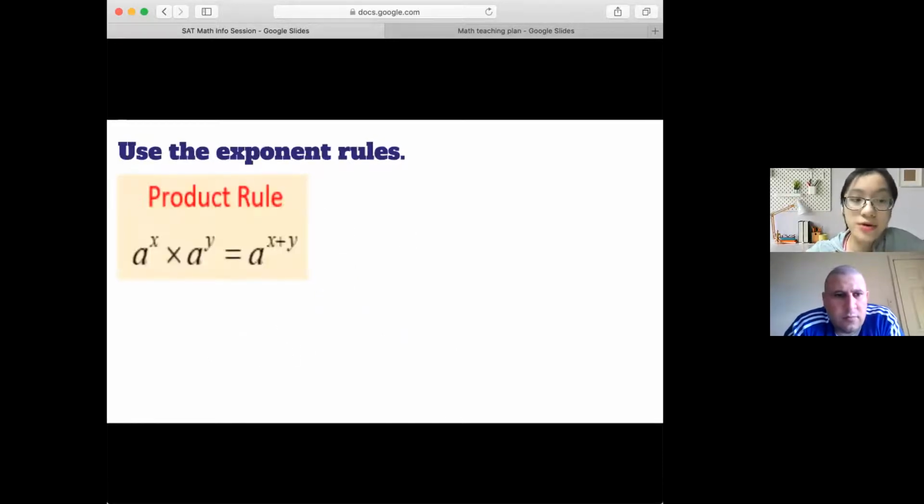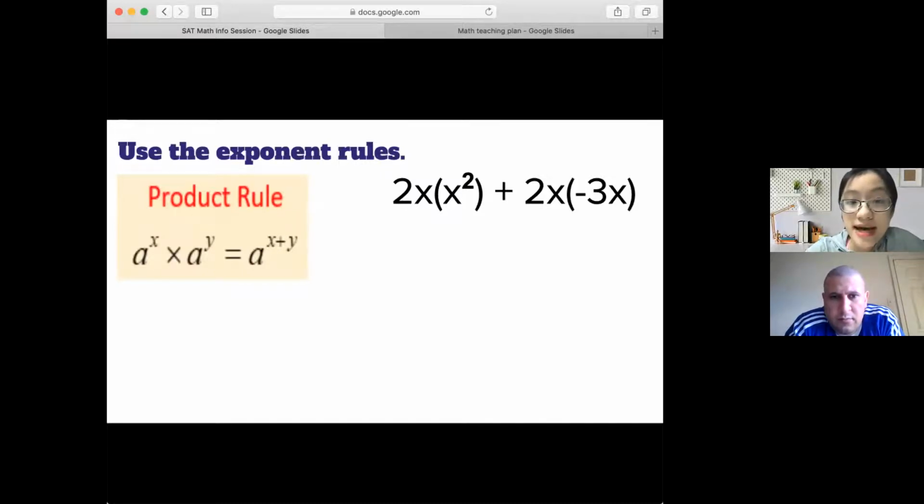The next step is that we're going to use the exponent rules. We are going to use the product rule, which says that a to the x power times a to the y power equals a to the x plus y power. How are we going to apply this? Well, first, we see from our previous step that we have 2x times x squared plus 2x times negative 3x.